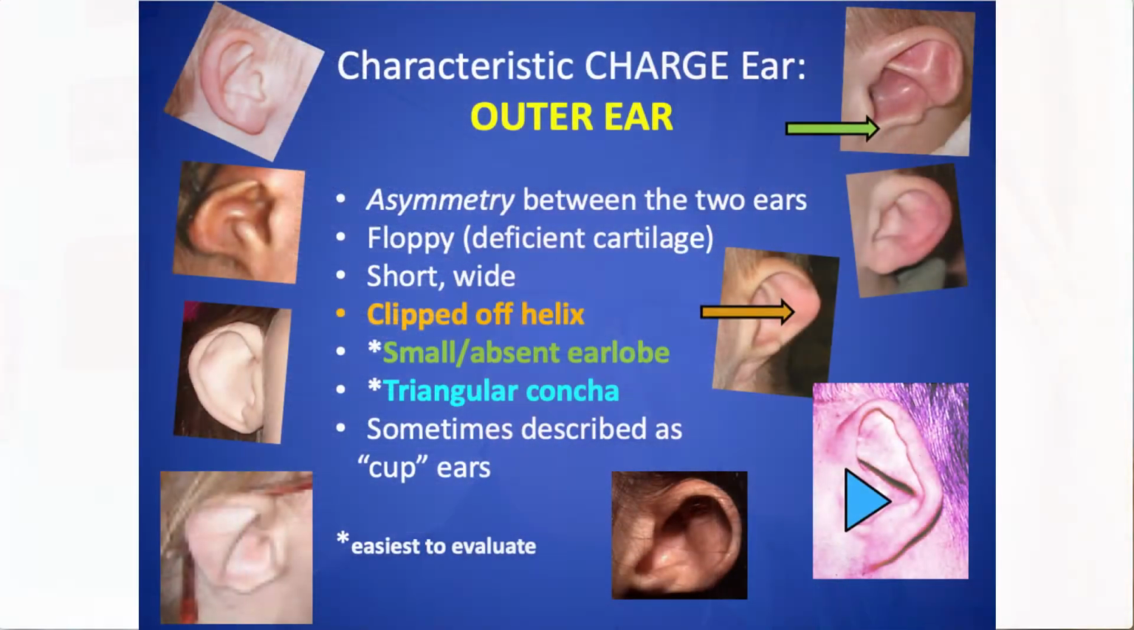One of the things that I really notice is asymmetry between the two ears. Sometimes one ear looks very typical, the other ear looks very unusual, or sometimes they both look unusual, but they don't usually look like each other. So asymmetry between the ears. They're often very floppy because of deficient cartilage. One mom described her child's ears as kind of blowing in the wind.